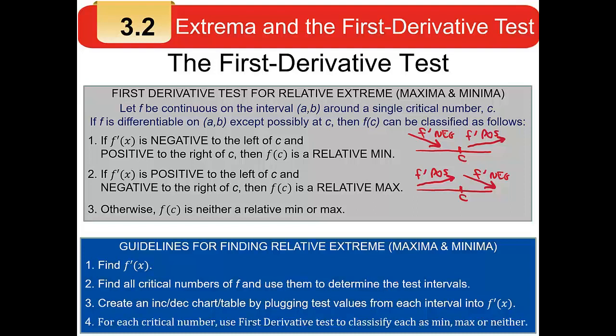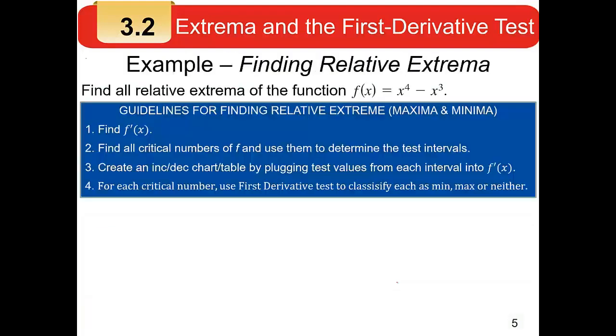And then finally, for every critical number, you're going to use this first derivative test, which we just discussed, to classify something as either a max or min or neither. Okay, that's the basic idea. Let's actually go through this.